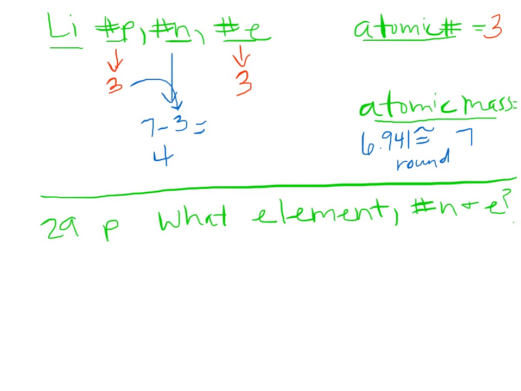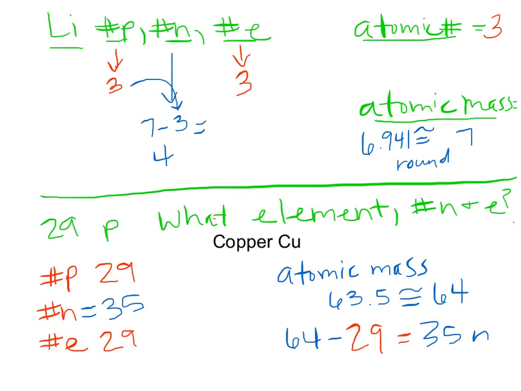Now on this next problem here, I'm not going to tell you what the atom is. I'm obviously asking you what is the element. It's going to have 29 protons, and then also determine the number of neutrons and electrons. Again, go ahead, pause it, and you'll see the answer here in a second.